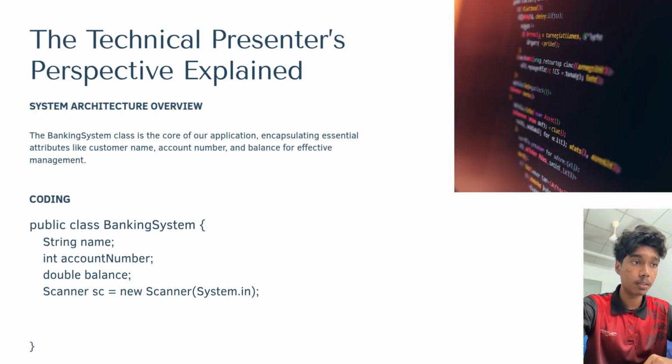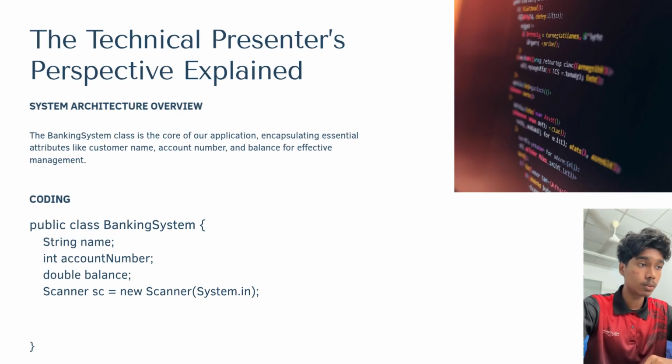I want to talk about the system architecture overview. Let's start with the architecture. The heart of our application is the banking system class. We use encapsulation here, meaning this class holds all essential data like the customer's name, account number, and balance. And the methods just operate on that data. This keeps our code organized and secure.